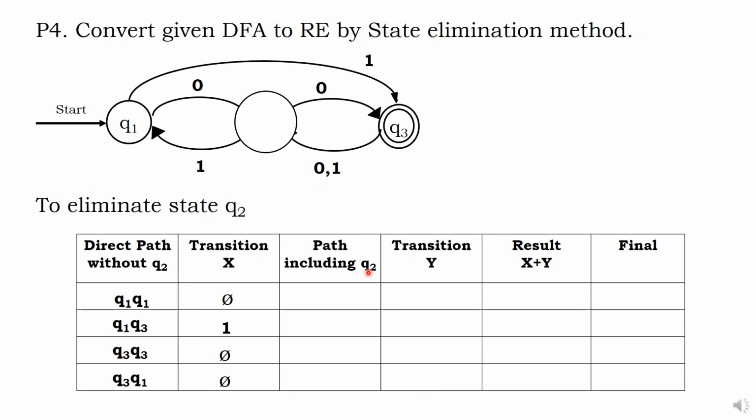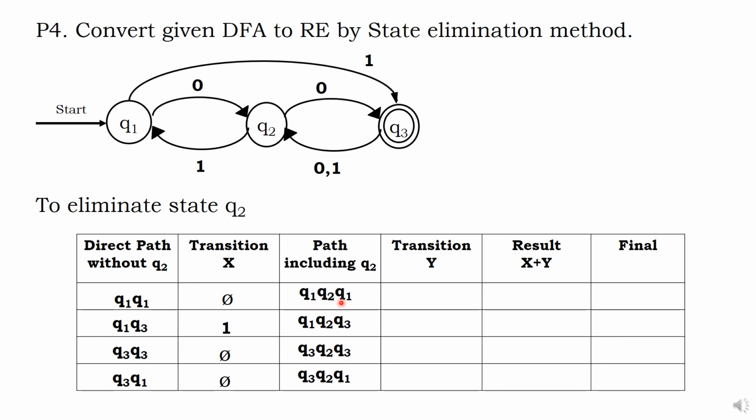Path including Q2. Now you include Q2. That's all. Now what should I do? Insert Q2 as an intermediate state, in between. Here insert Q2. Nothing else I am doing. What am I doing? Everywhere in between, copy, paste Q2. Now tell me its path.